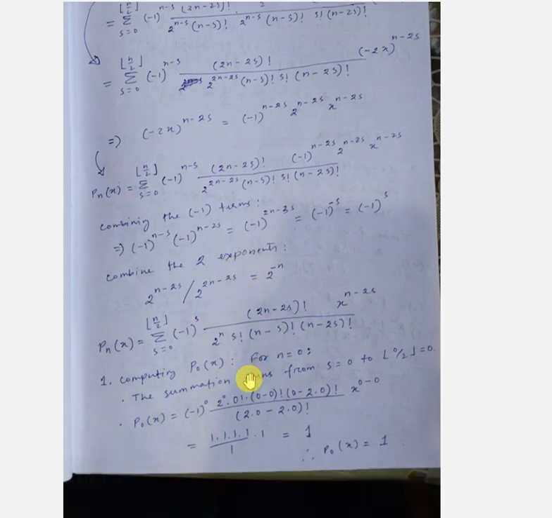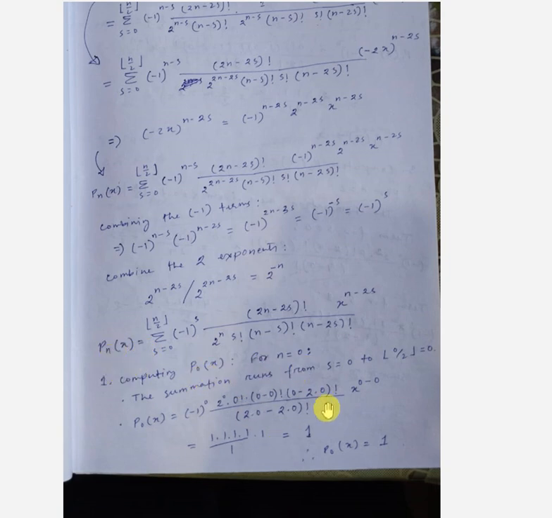Now if we combine these two exponents, 2 to the power minus twice s and 2 to the power twice n, it will become 2 to the power minus n. And you can substitute this value and we will get what we are going to find, this Pn of x.